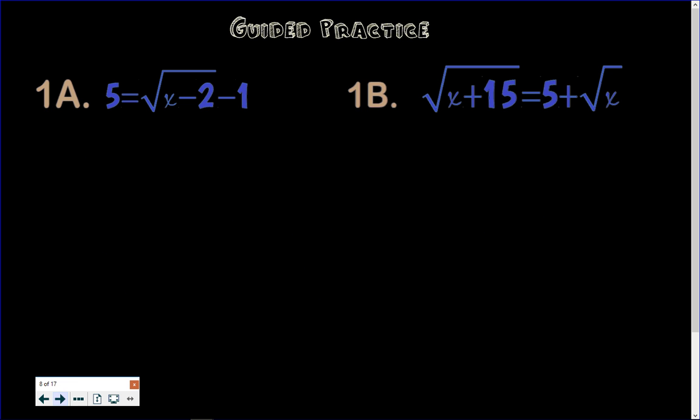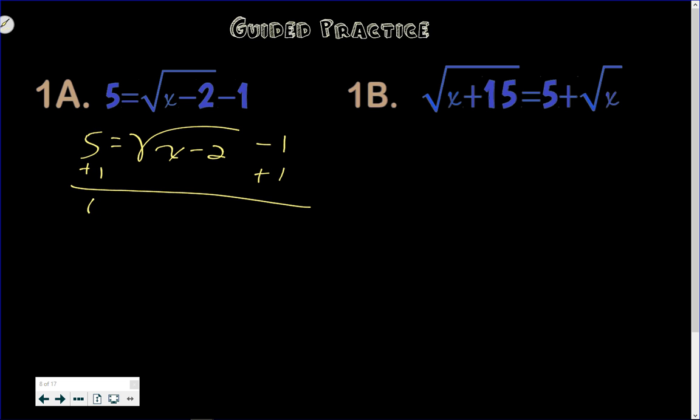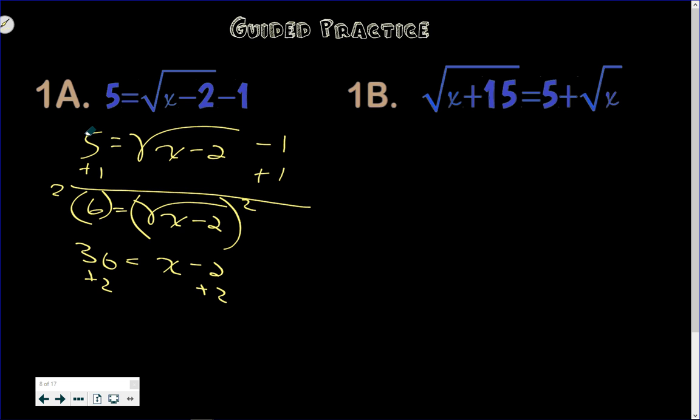Okay, so next one. I'm going to work through these real quick. You guys follow along. There's a couple of other examples. Okay, anybody tell me what I need to do here first? Add 1. 6 equals square root of that. Square both sides. Add 2. And then check and see if it works.